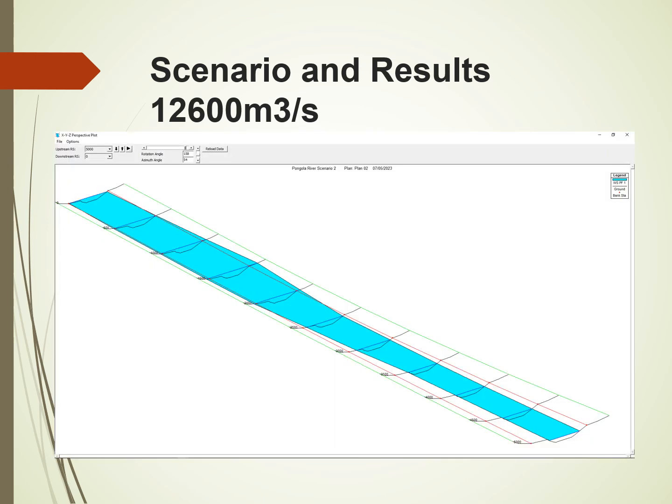Over here's the 3D isometric view again, where we can see the water level has now gone up on the side of the bank. There's a lot more water that's coming down the river at this stage.